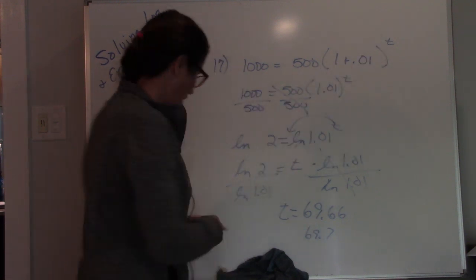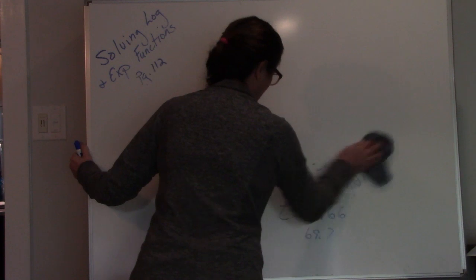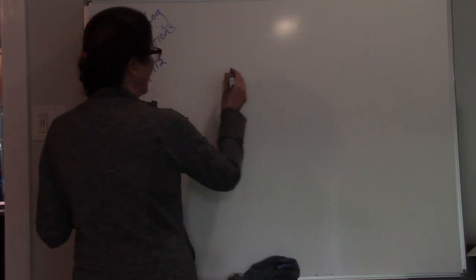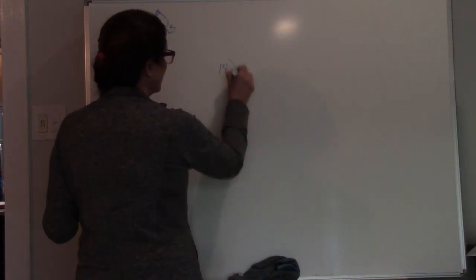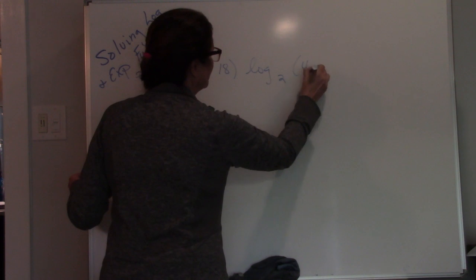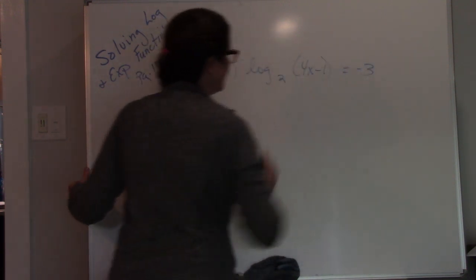Okay? All right, so that is when you have an exponential function and your variable is in the exponent. All right, now we're going to switch to when you have a log function and your variable is just within the log. So we have, this is number 18. We have log base 2 of 4x minus 1 equals -3.